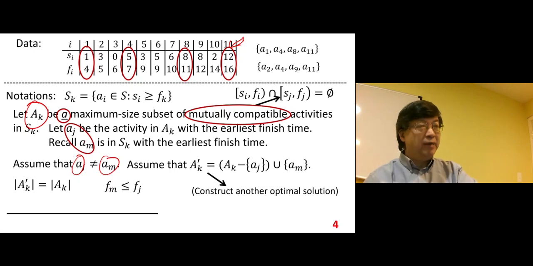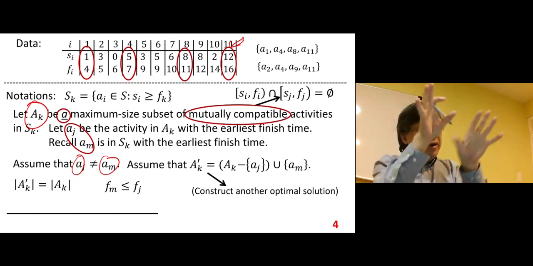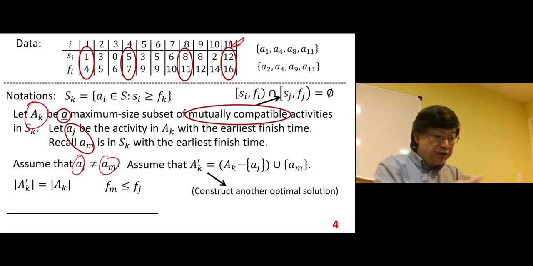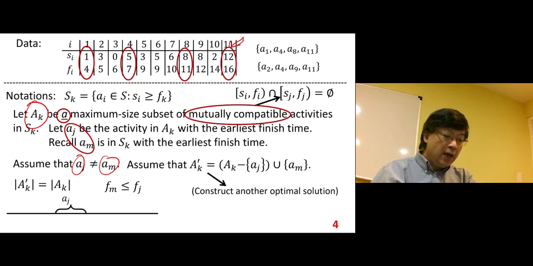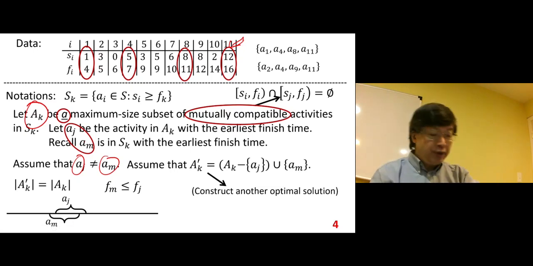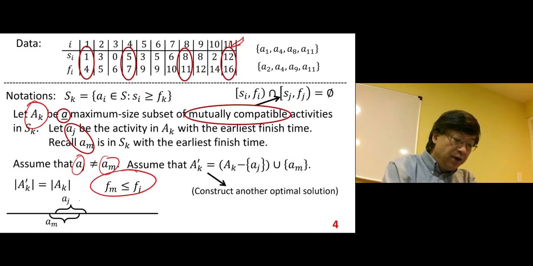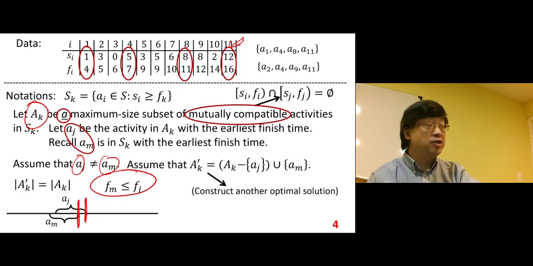All right, so let's draw a diagram. Let's put the covering intervals of all the activities on this timeline axis. Time axis. Suppose activity A J covering this interval and activity A M covering that interval. Because we know F M is less than or equal to F J. So that's why F M finishes earlier than F J, based on our analysis before.